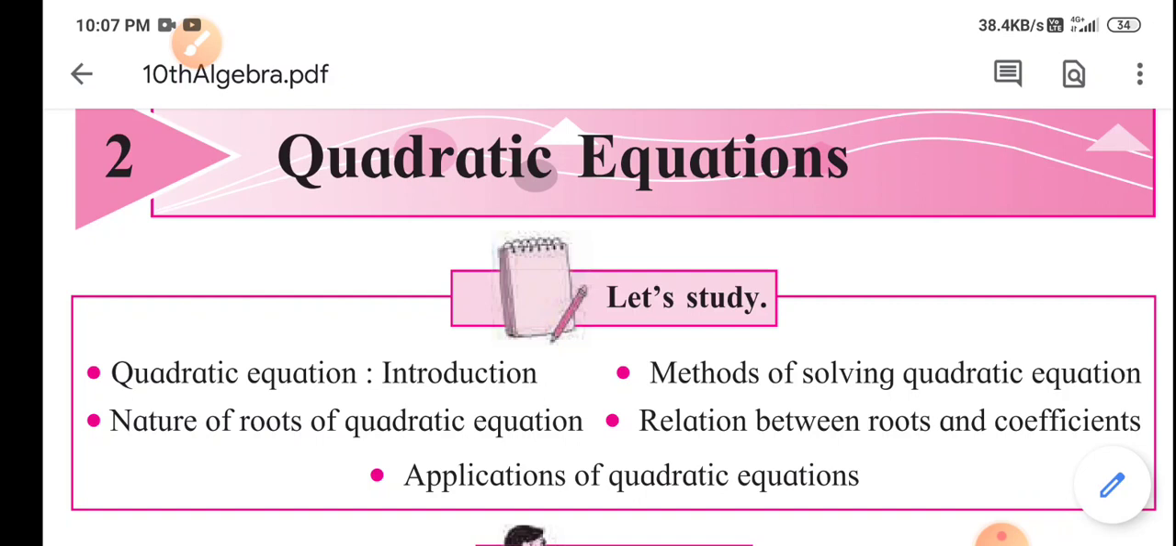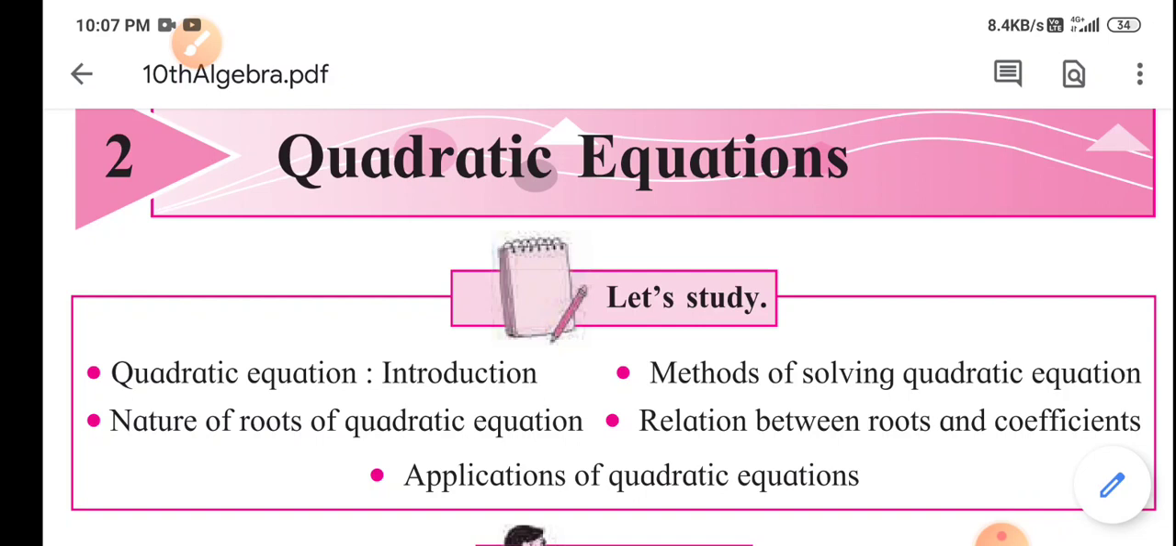In the last video we discussed linear equations in two variables. Now we are going to start our new lesson, that is quadratic equation. But before starting quadratic equation, you should have information about polynomials, which we have seen last year. So what is a polynomial, and what are the types of polynomials?